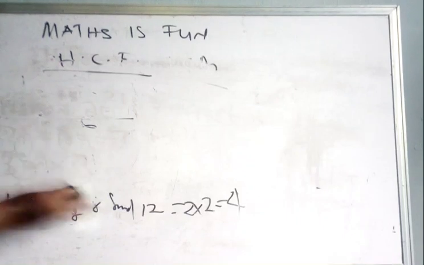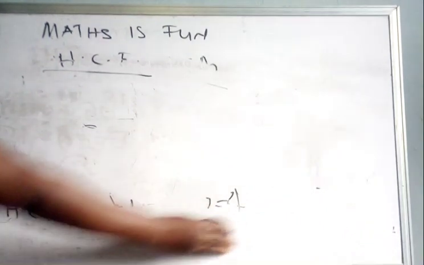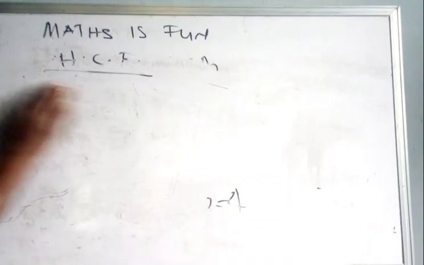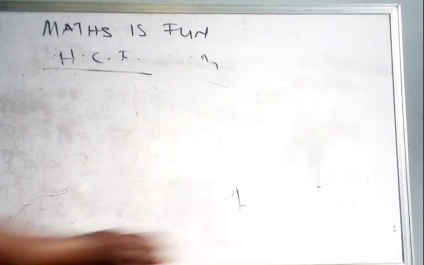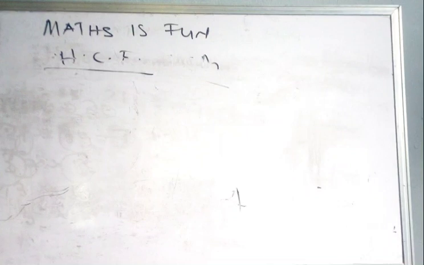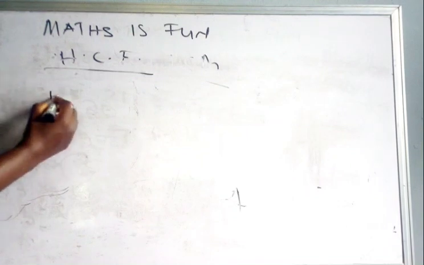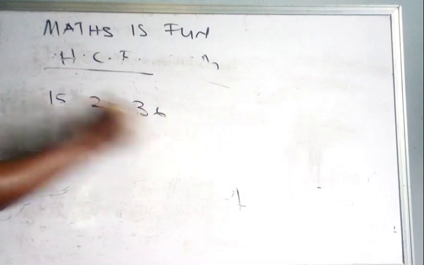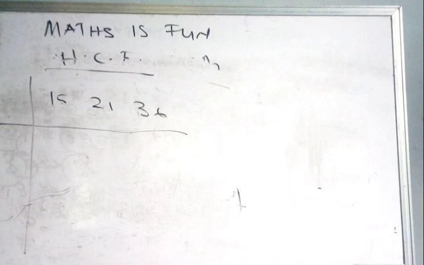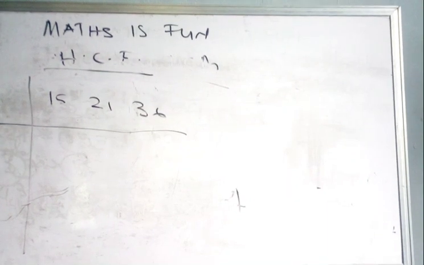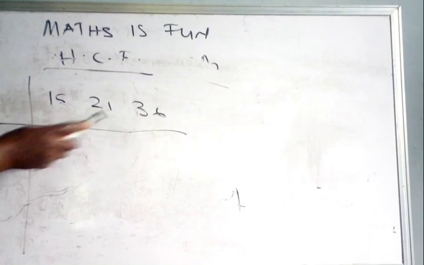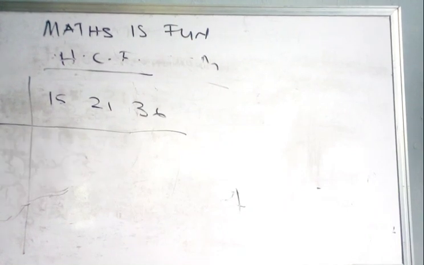This time we are going to be dealing with 3 numbers. We are going to be looking for the highest common factor among the 3 numbers. The 3 numbers in question are 15, 21, and 36. So we're going to be drawing this table to find which of the numbers can divide them through. Can 2 divide these numbers through? No, because we're dealing with 15 here and we're also dealing with 21 here. So 2 cannot work here.